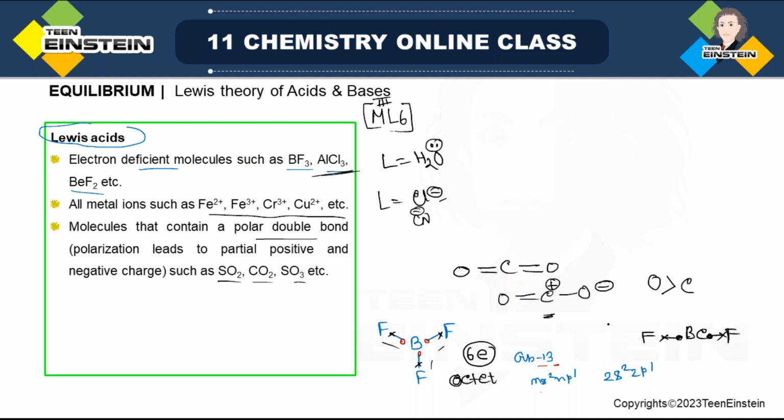Here I have fully broken the bond, but it may be partial also. Partial means I will write the delta sign, which is used when you want to mention partial charge. So it is not a fully developed positive or negative charge, and the bond is not fully broken, so I am writing it with a dotted sign. Here also this carbon center can behave as Lewis acid. A similar explanation you can apply for SO2, sulfur dioxide, and SO3, sulfur trioxide. Sulfur is less electronegative compared to oxygen, so that is why polarization is possible.